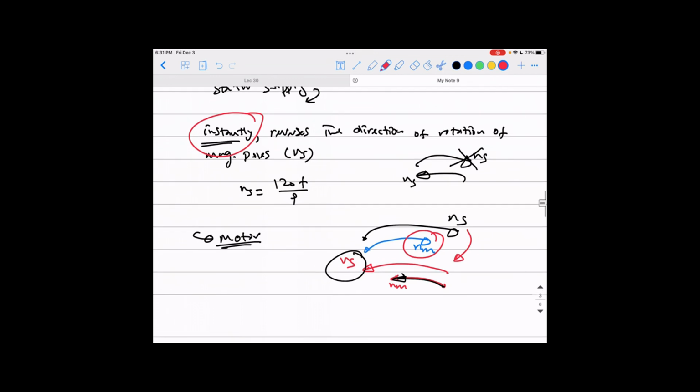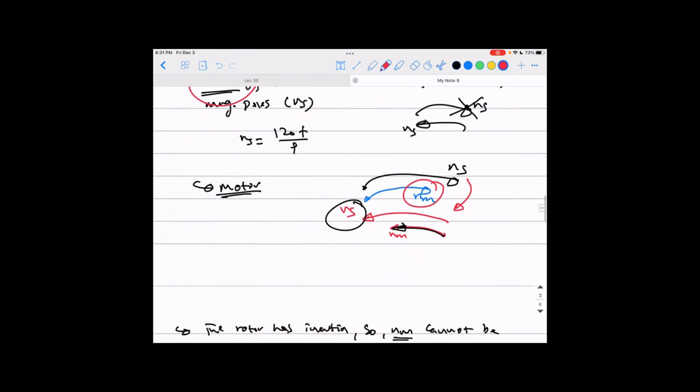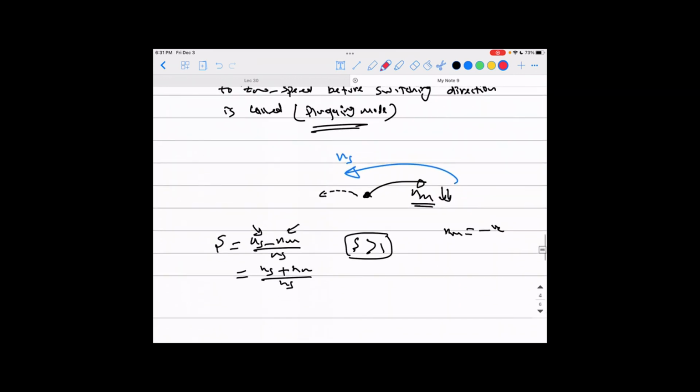So while the motor slows down to 0 before it just reverses direction, during this slowing down period you have a very unique mode of operation, where your synchronous speed and mechanical speed are in different directions, and that will give you a slip higher than 1.